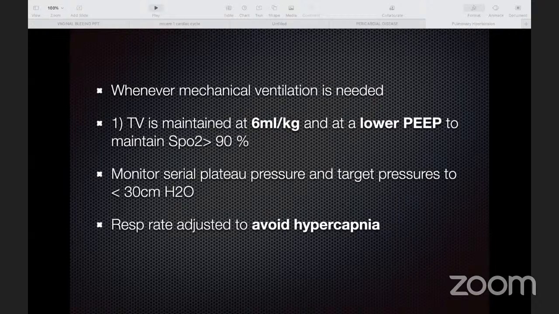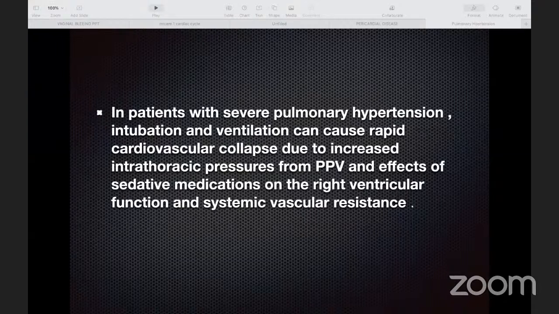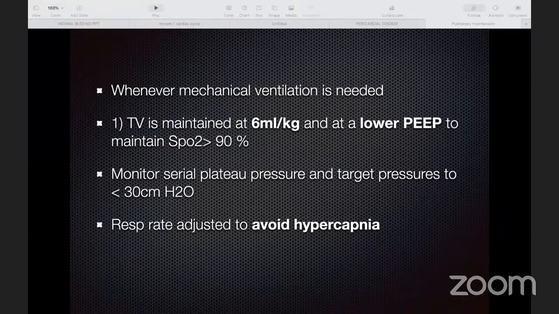So whenever we're thinking about mechanical ventilation in severe pulmonary hypertension, this point must be remembered, and it can have a higher chance of leading to a cardiovascular collapse. So these measures of keeping a low PEEP and low tidal volume must be kept in mind when we're doing mechanical ventilation in pulmonary hypertension.